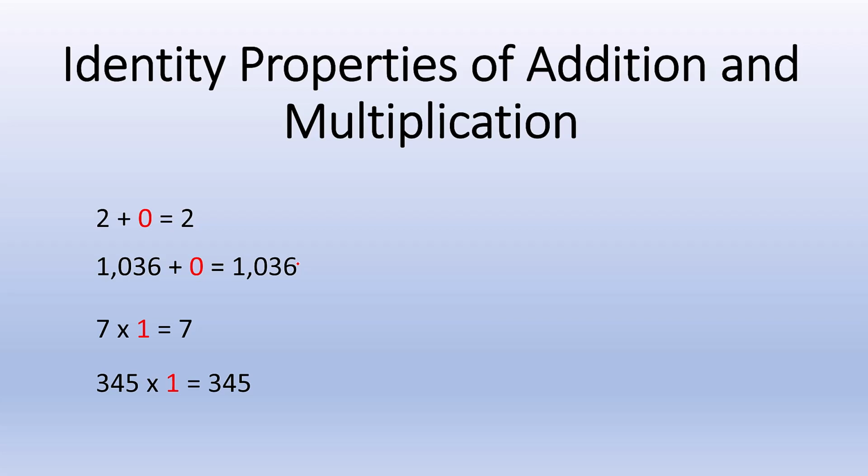Now let's take a look at the identity property of multiplication. Any number times 1 gives you that same number. So 7 times 1 gives me 7. 345 times 1 gives me 345. So any number multiplied by the number 1 will give you the exact same number.